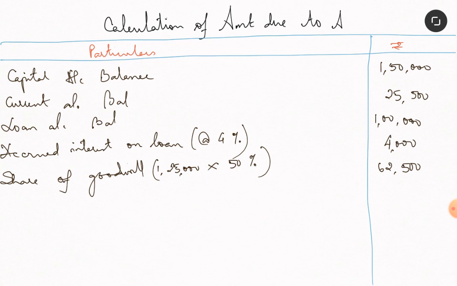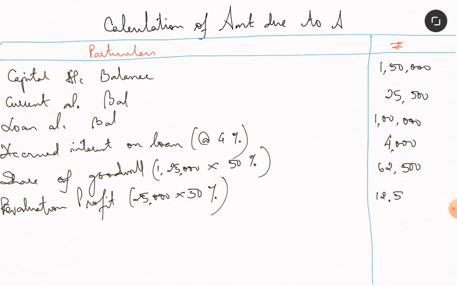So let's distribute it for partner A. It'll be as revaluation profit. So the assets are worth rupees 25,000, and out of this 25,000, 50% of the total share belongs to A. So he'll be getting 50% of 25,000, which is rupees 12,500.